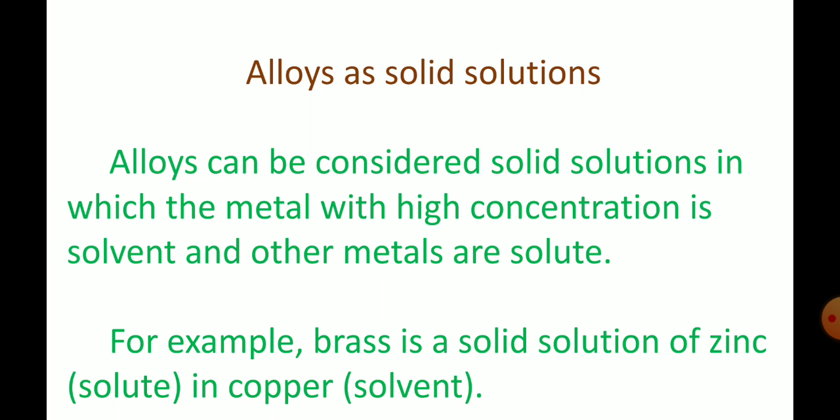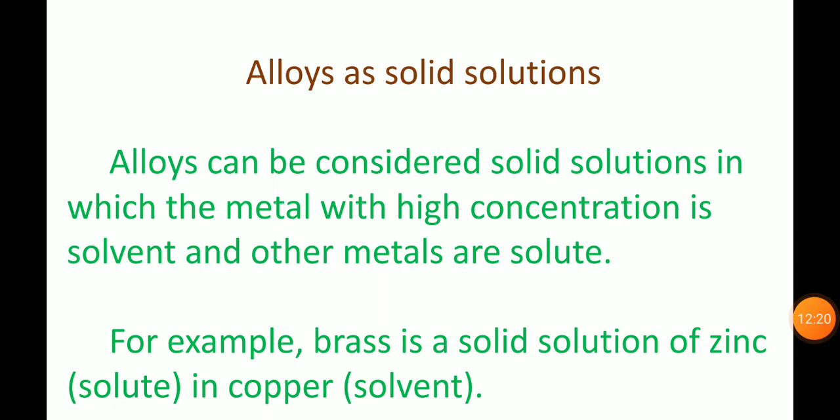Yes, in a solution, the component which is present in a lesser amount by weight is called the solute, whereas the component which is present in a higher amount by weight is called the solvent. Likewise, in alloys we also have two or more metals. If two metals are involved in the preparation of an alloy, one metal will be present in lower quantity whereas the other will be in higher quantity. So we can say that in an alloy, the metal present in a lesser amount can be considered the solute, whereas the metal present in a larger quantity can be considered the solvent.